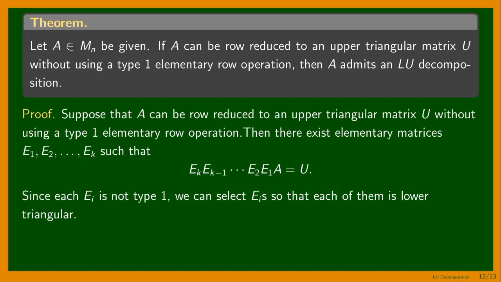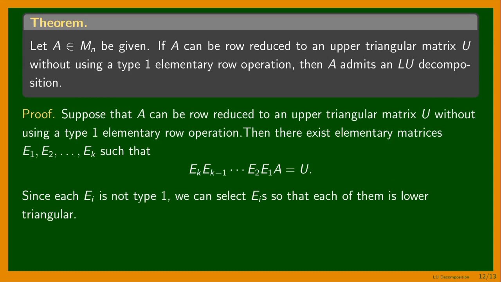Okay? Since each Ei is not type 1, we can select each of these Ei so that each of them is lower triangular. Why? Remember, for type 2, we simply multiply a row by a non-zero scalar. Therefore, as an elementary matrix, you're multiplying a particular row of the identity matrix by a non-zero scalar. The resulting matrix is diagonal, which is lower triangular.